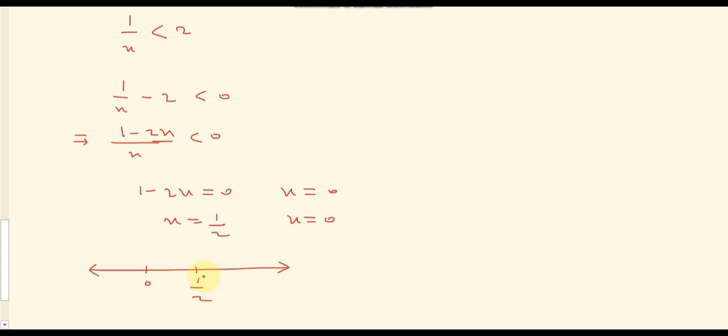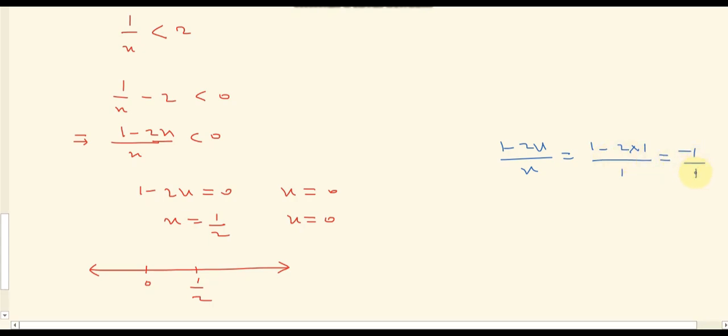For this we will take a value greater than 1 by 2. For checking the sign for this x, we will take one value of x in this interval. Suppose I take x is equal to 1. On putting the value of x in this 1 minus 2x by x, we will get 1 minus 2 into 1 by 1, which will give minus 1 by 1, and minus 1 by 1 is a negative number. So we will have a negative term for this interval.